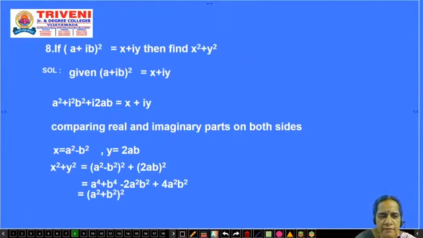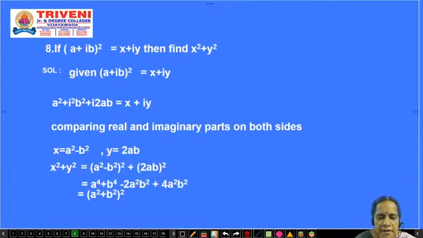Then the next one is the eighth problem: if a plus ib whole square is equal to x plus iy, then find the value of x square plus y square. Given in the hypothesis is a plus ib whole square is equal to x plus iy. Then a plus ib whole square can be expanded as a square plus b square plus 2ab, that is a square plus i square b square plus 2iab is equal to x plus iy.